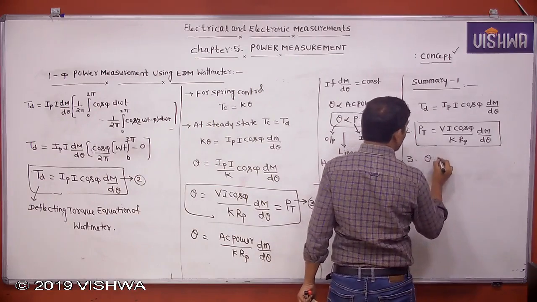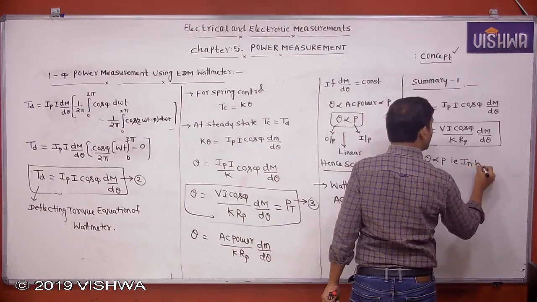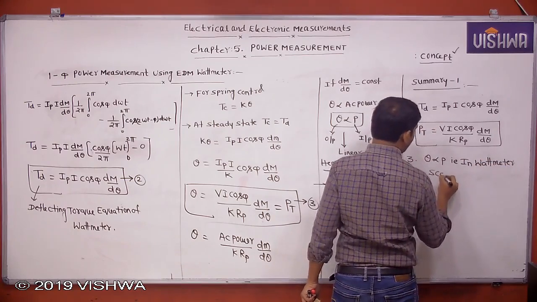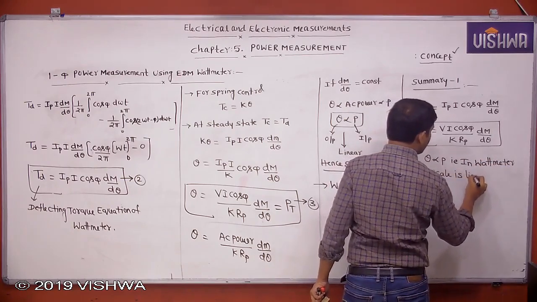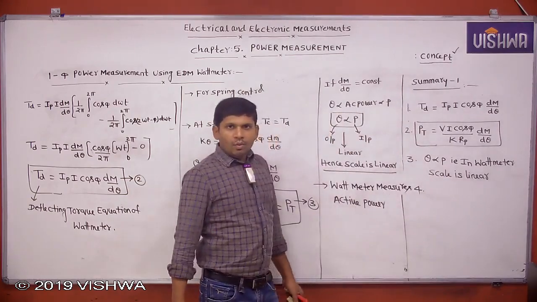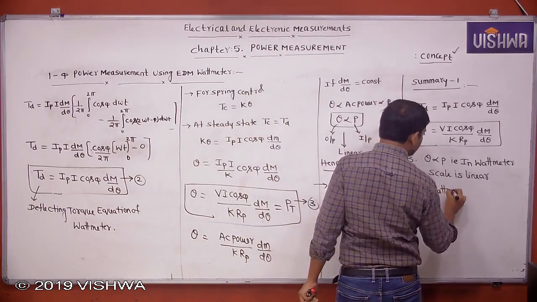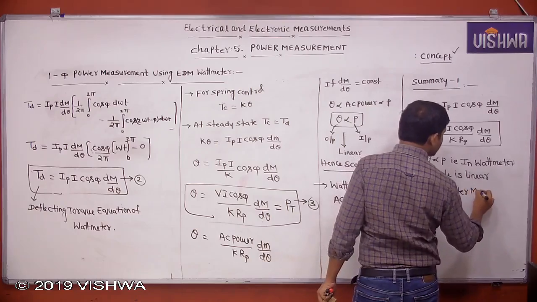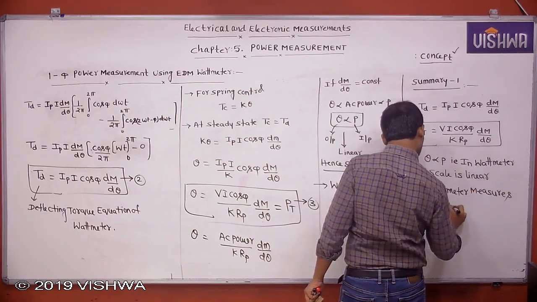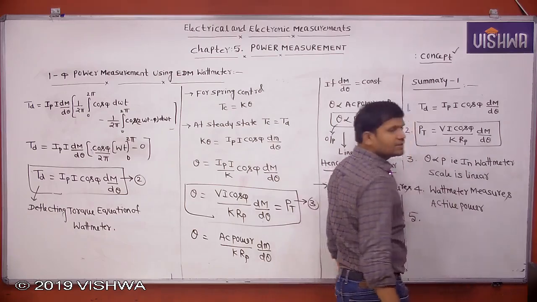Theta is proportional to P. That is, in wattmeter, scale is linear. Next, wattmeter measures active power. Then fifth statement, very important statement.